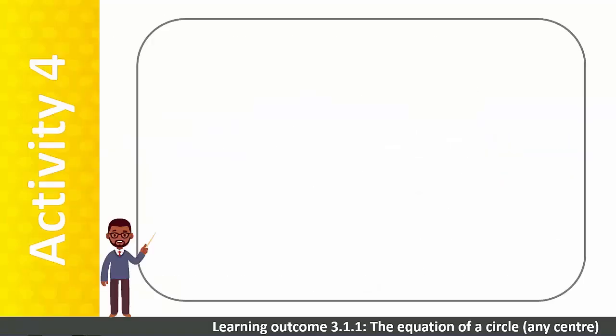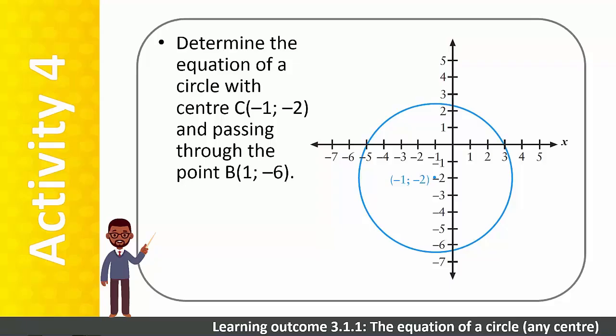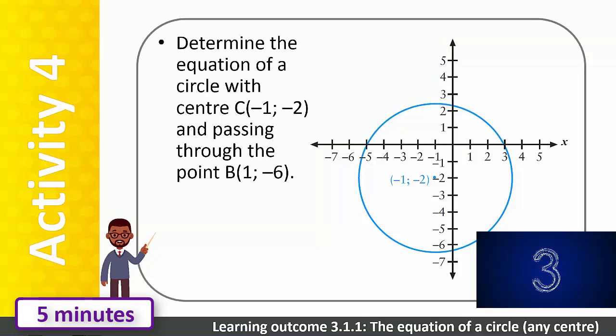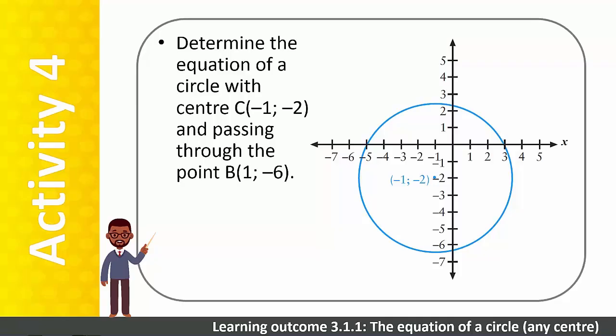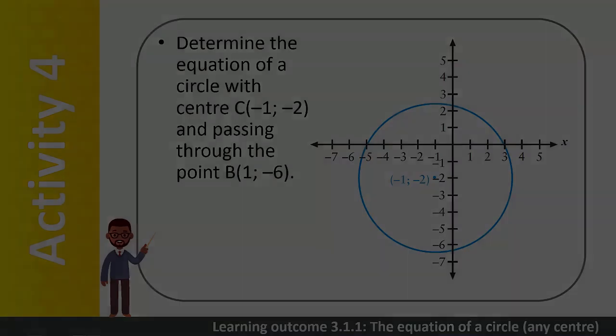Now we will try another example. Please do this activity in pairs. Determine the equation of a circle with center C(-1, -2), and passing through the point B(1, -6). Now watch a lecturer solving the problem on video.